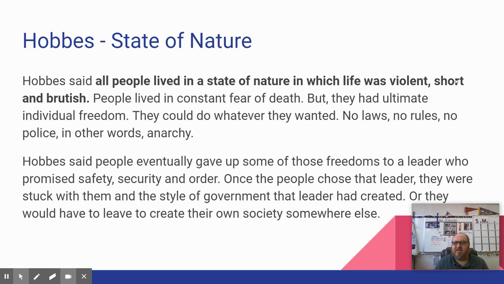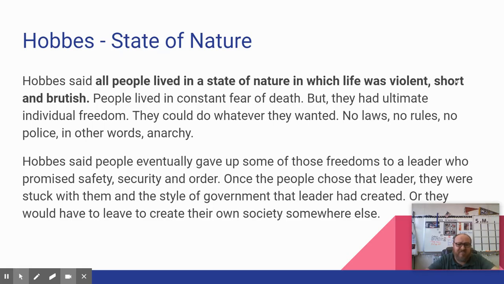They could do whatever they wanted. If they saw something that somebody else had that they wanted, all they had to do was go and take it. If they didn't like anybody, they could kill them and nobody would do anything about it. They had ultimate freedom to do whatever they want. Pick any piece of land and live on it, hunt, make weapons, live whatever life they wanted to. No laws, no rules, no police. In other words, what we essentially call anarchy. Okay, so sounds kind of good, right?